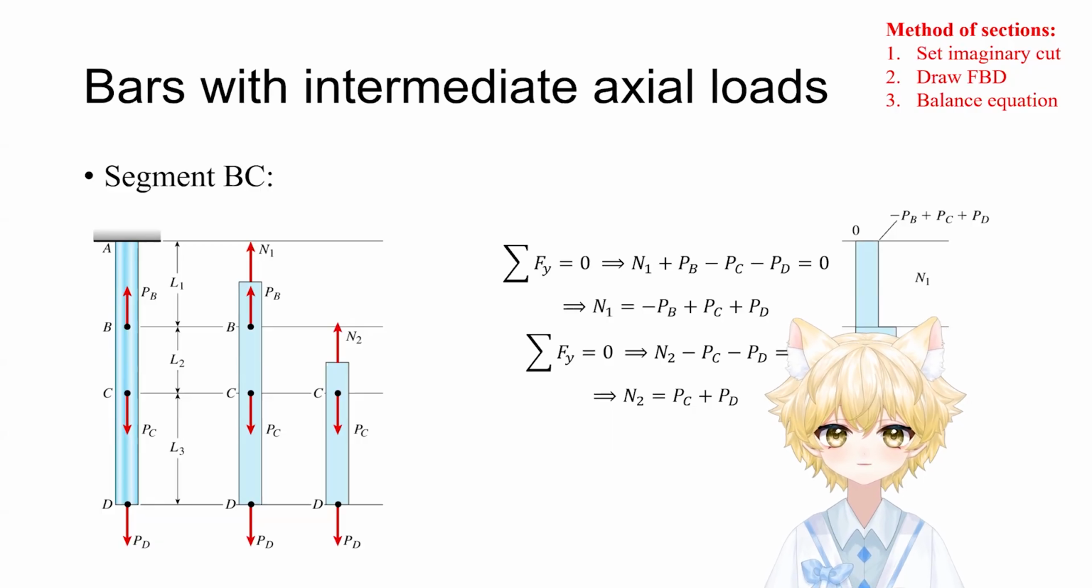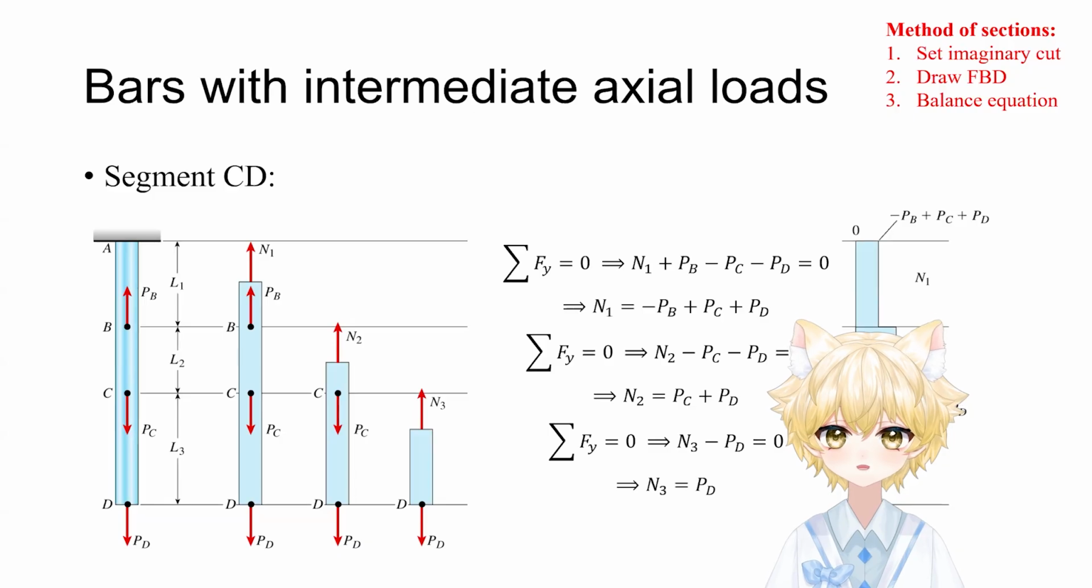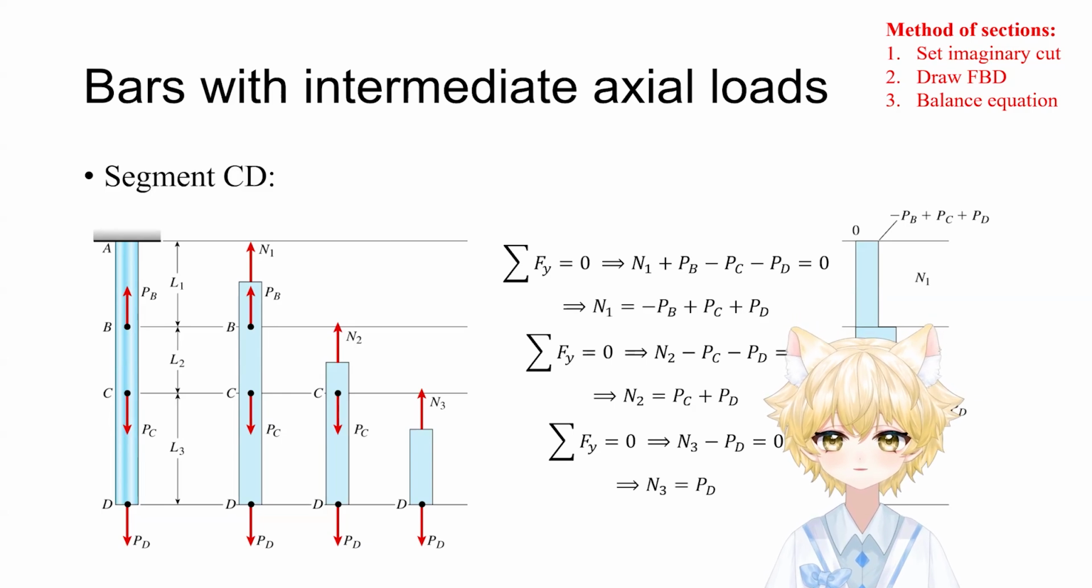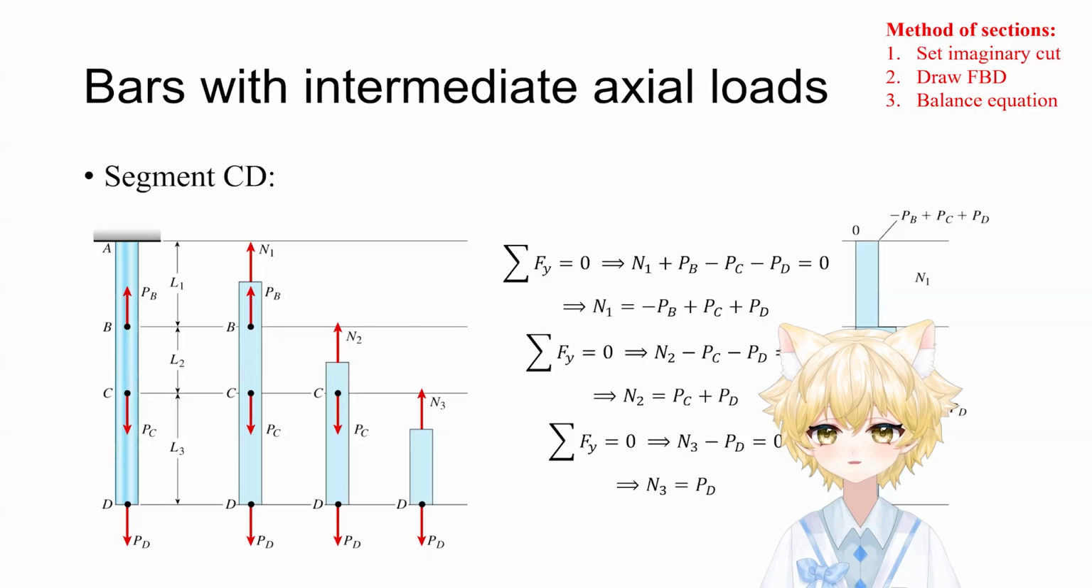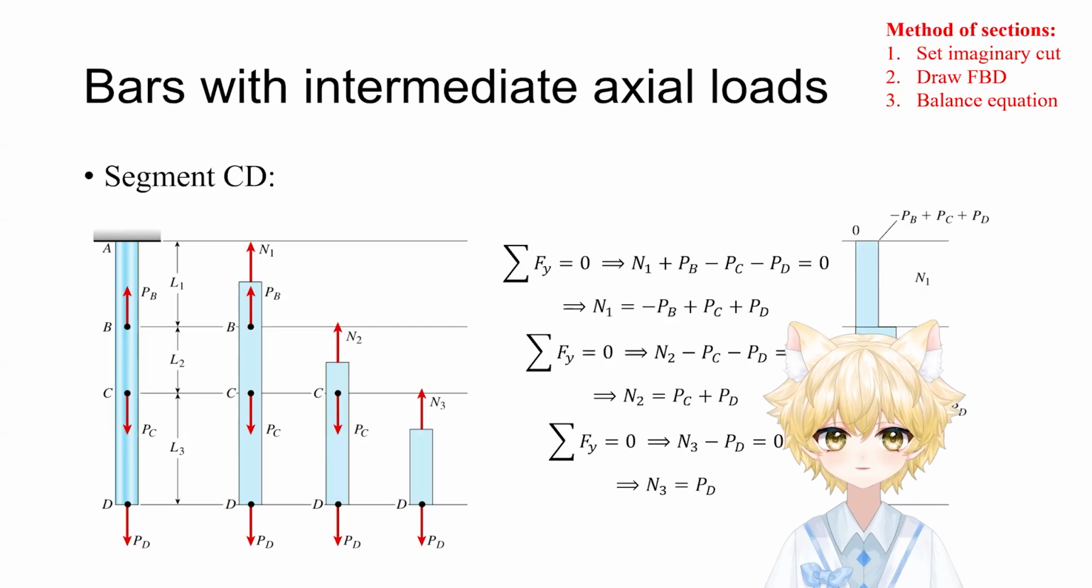Similarly, we analyze the last section, the segment CD, right? We cut between C and D. Looking at the bottom piece, the only thing left is the force at the very end, PD, right? The mass here is trivial. N3 minus PD equals 0, which means N3 equals PD, right? Right now we have the magnitudes of N1, N2, and N3.